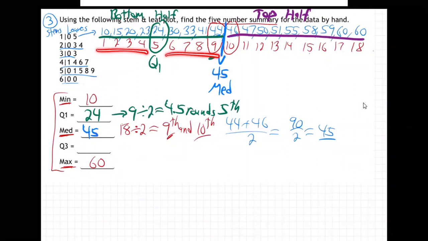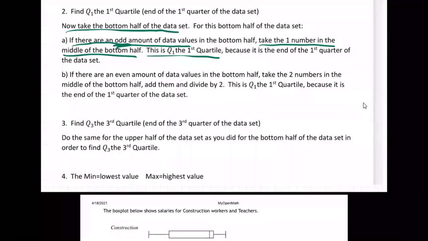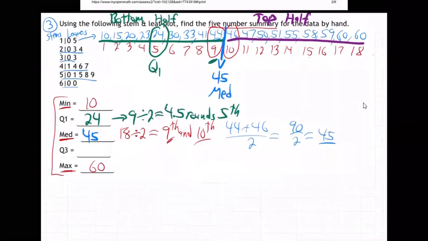See that? So that is the middle of the bottom half, which means it's 1/4 of the way through the data. It's like a football game or a basketball game where you're breaking the data into 4 quarters. We took the middle of the bottom half, which is the end of the first quarter. And then we do the same thing for the upper. Find the 3rd quartile: do the same thing for the upper half as you did for the lower half.